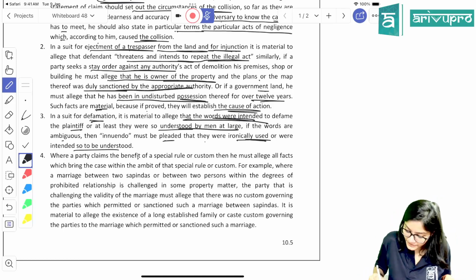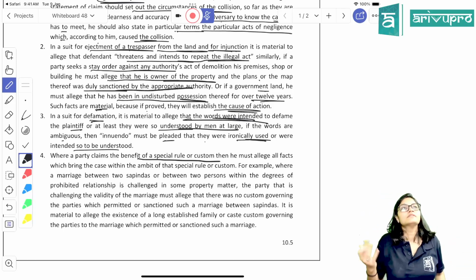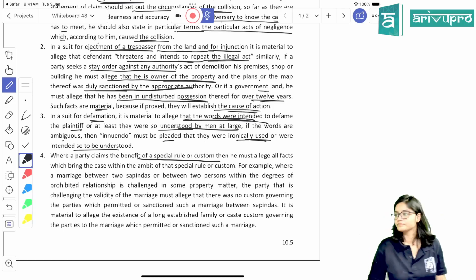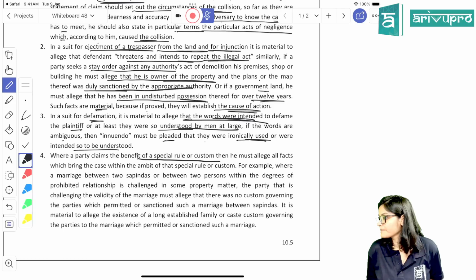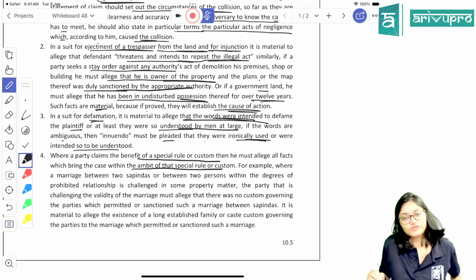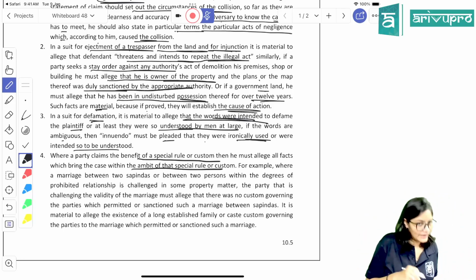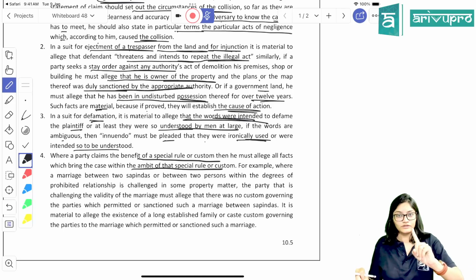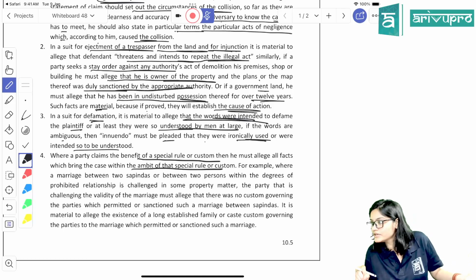Then, when a party claims the benefit of a special rule or custom, because different people have their different customs, for example, by default there is a custom of giving 2 months credit period. Custom. So I need to mention all the facts which bring the case within the ambit of that special rule. I will have to mention that both the parties belong to Bangalore only, and in Bangalore this is the custom. You can explain the law, remember? That is a general custom that everybody gives the 2 months credit period.